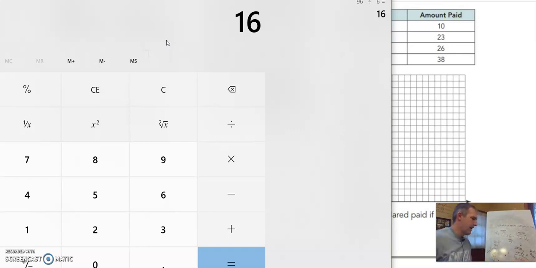Now, did we use our graph for that? Well, not really, but kind of we did, right? We used our graph to figure out our rate. We noticed that it was a consistent rate. And then we used that rate to figure out our answer. So after 16 months, they would have 96 books. That would be our answer.